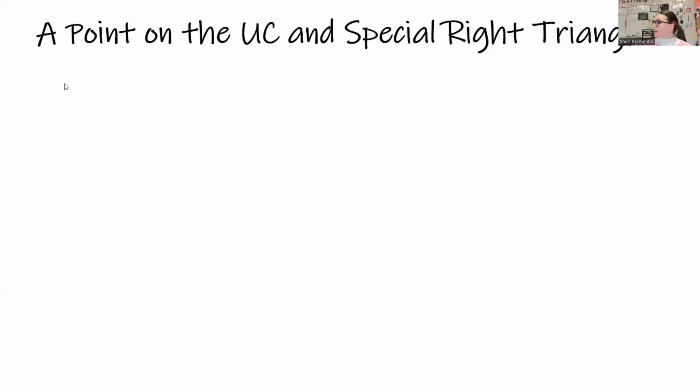All right, so first we're going to talk about a point on the unit circle and using special right triangles inside the unit circle, and then I'm going to create the unit circle with you. First, I want to talk about how you can have a point anywhere on the unit circle. So these are just notes. You don't have to write this down, you just need to listen.